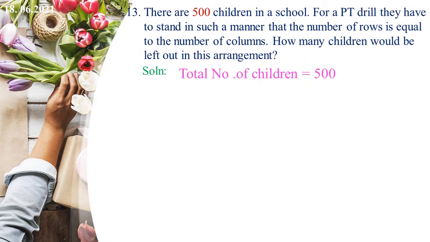Total number of children is 500. Here the number of rows is given equal to the number of columns. So we need to find the square root. Let us try to find the square root of 500 using the long division method. First, mark off the digits in pairs starting from the units digit. Then, here 2 square is less than the first period 5. So, take the number 2 as the divisor and 2 as the quotient.